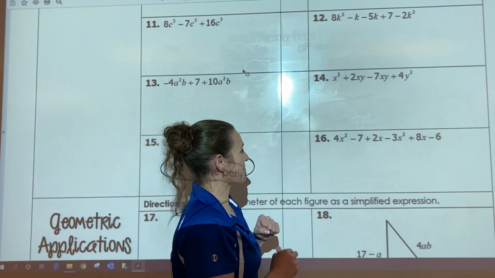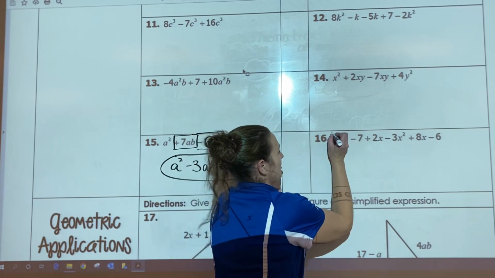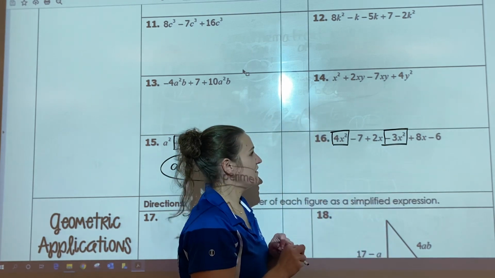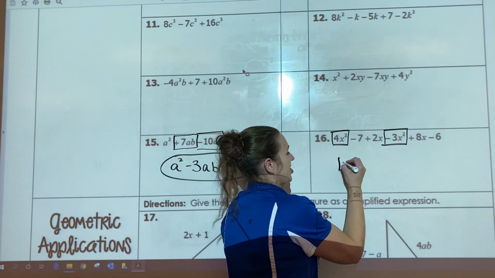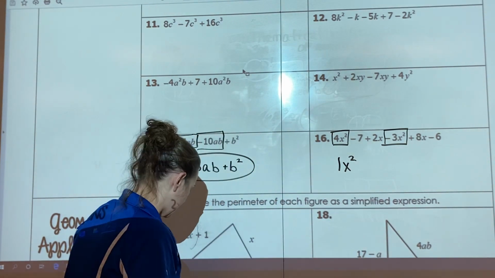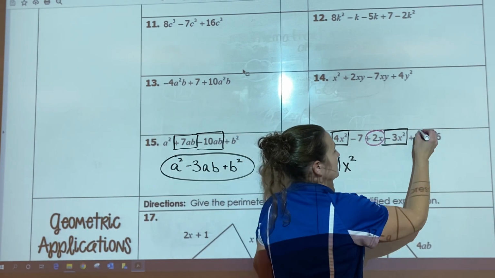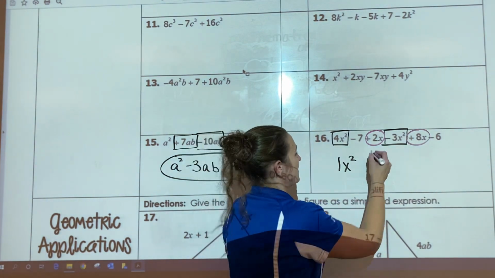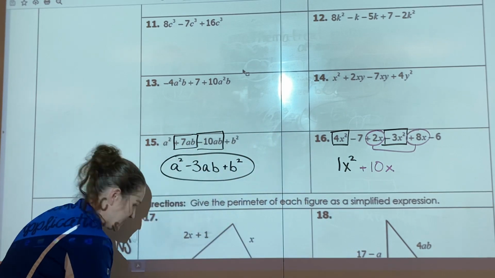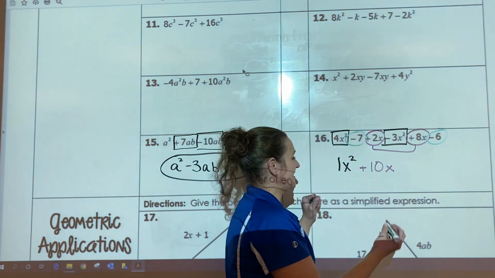Number 16. All right, first thing I'm looking for is the highest exponent. The highest exponent is squared, so I'm going to look for my like terms. Okay, 4 plus negative 3 gives me a 1x squared. If you just had x squared, that's correct as well. My next set of like terms here, I have a positive 2x and a positive 8x, which together combine to give me positive 10x. Last set of like terms, negative 7 plus negative 6 gives me negative 13.